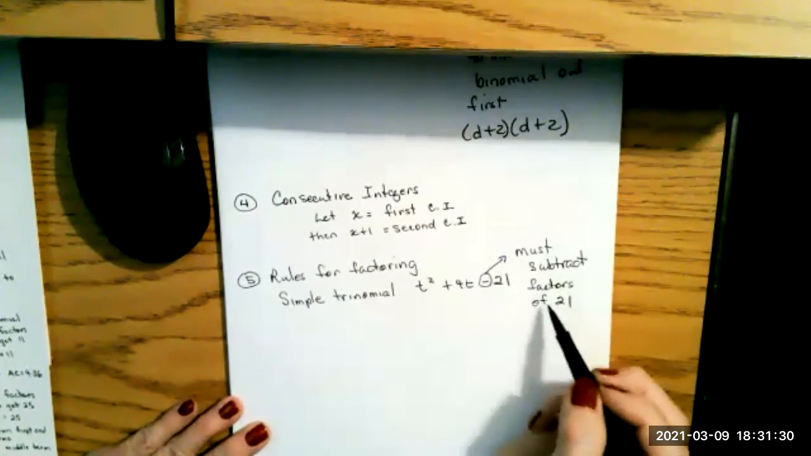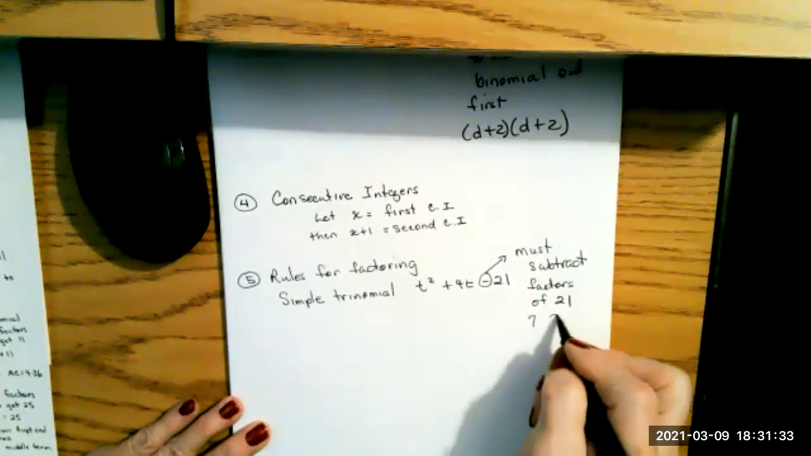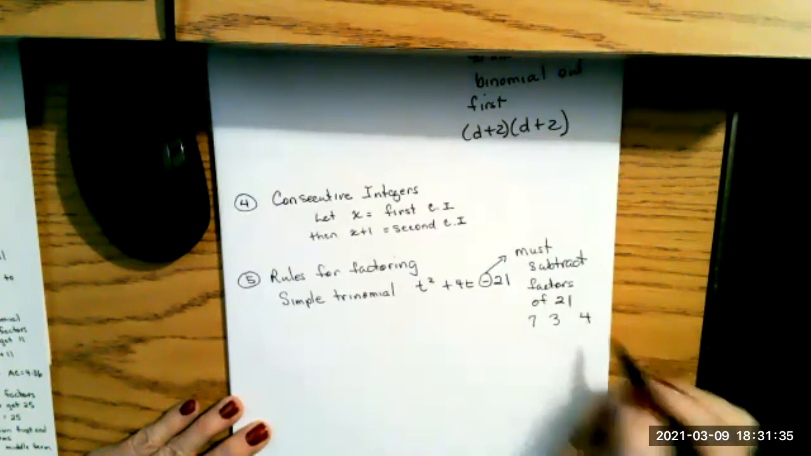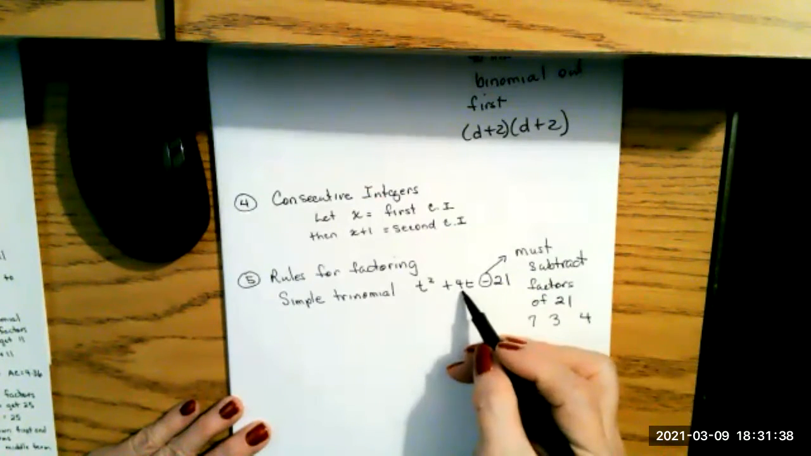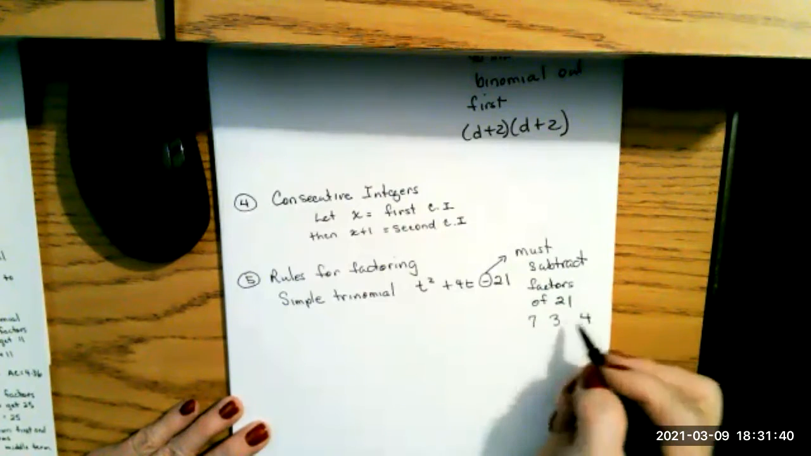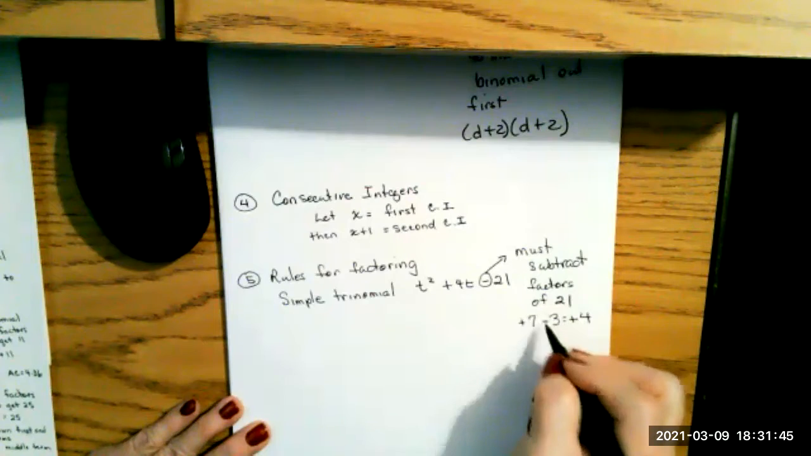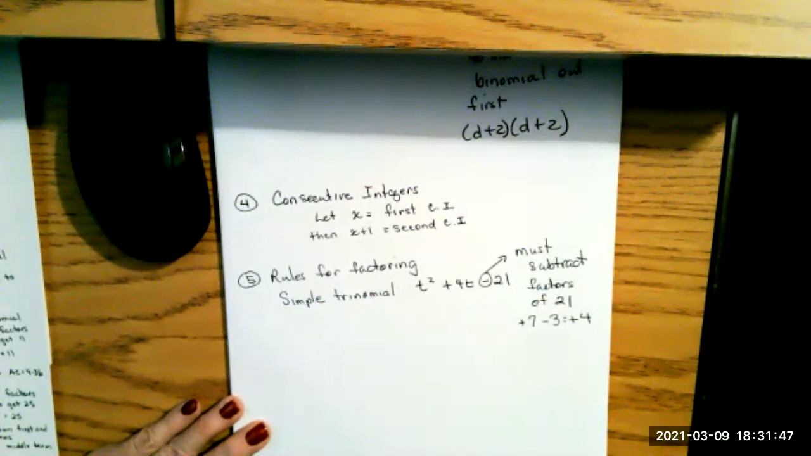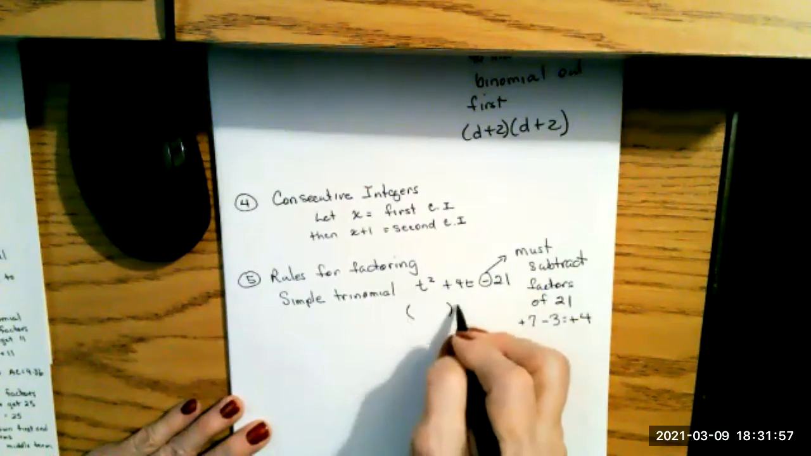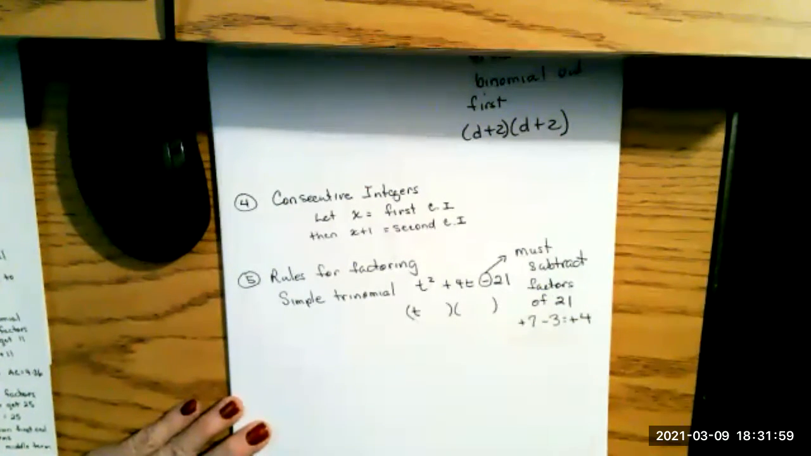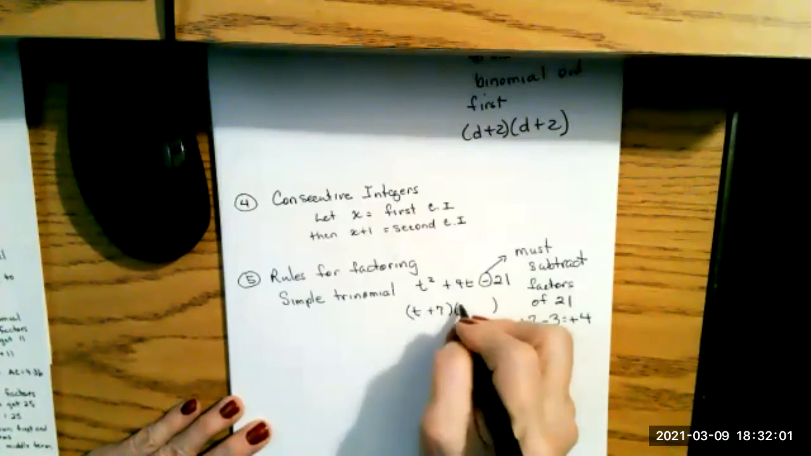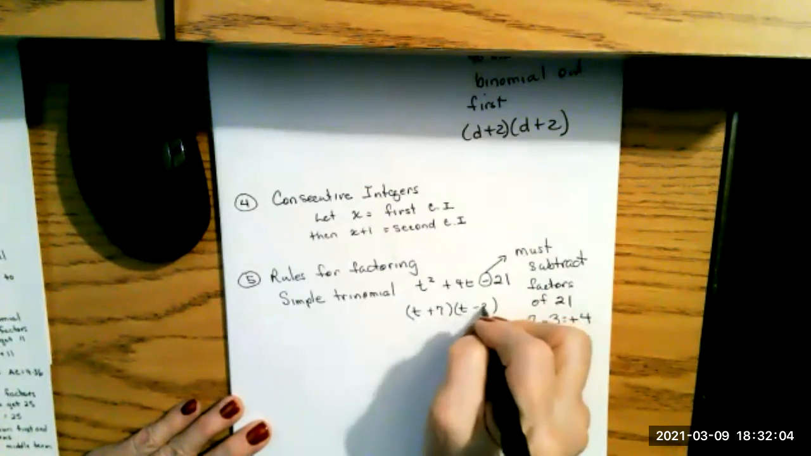All right, so I must subtract factors of 21. So if I do 7 and 3 and I subtract them, I do get 4, which is what I want in the middle. I want the 4 to be positive. So if I let my 7 be positive and my 3 be negative, that will make a positive 4 in the middle. And notice I've used factors, which are two things multiplied together to get 21. So now I'm ready to factor it into t plus 7, t minus 3.